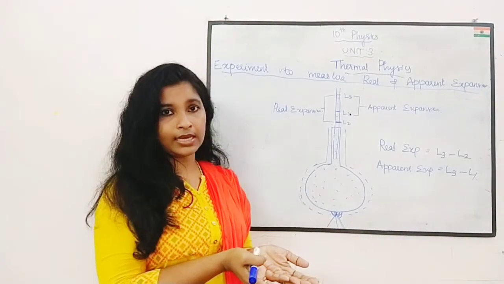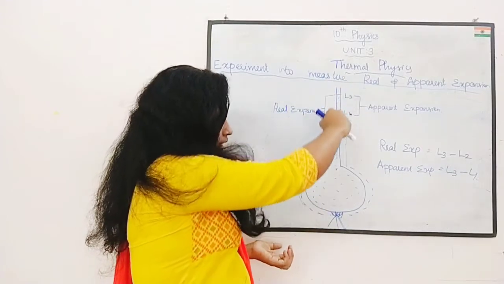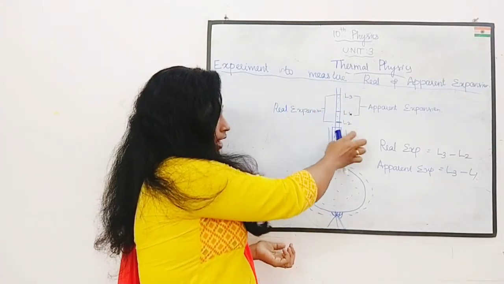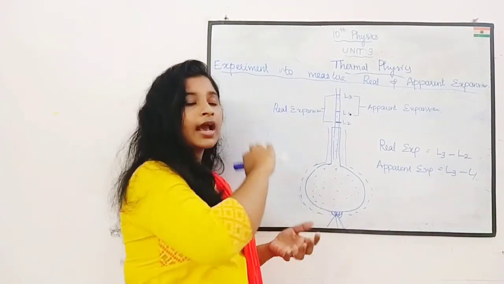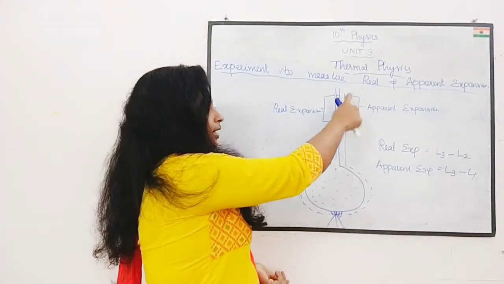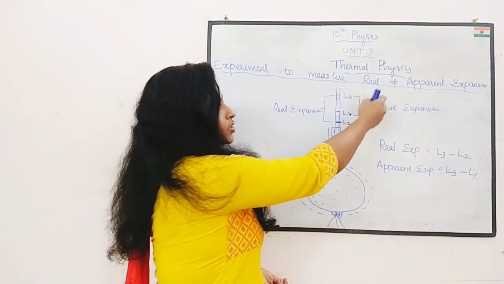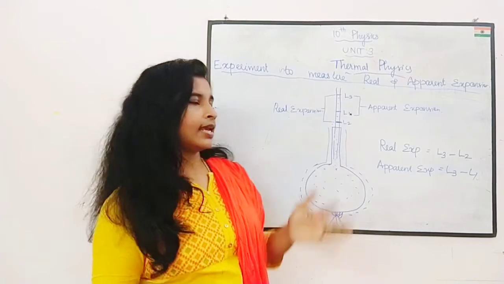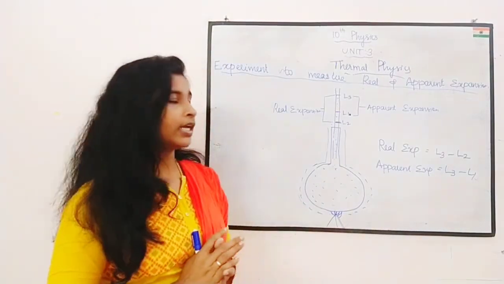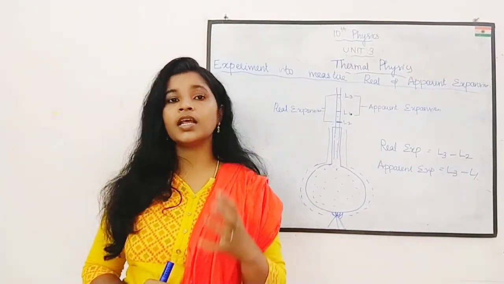First the container will expand. Because of that, the liquid level reduces to L2. Then on heating again, the heat passes through the liquid and the liquid level will rise. It is L3. The difference between L3 and L1 is called apparent expansion, and the difference between L3 and L2 is called real expansion. Hope you got an idea about the expansion in liquids and gases.